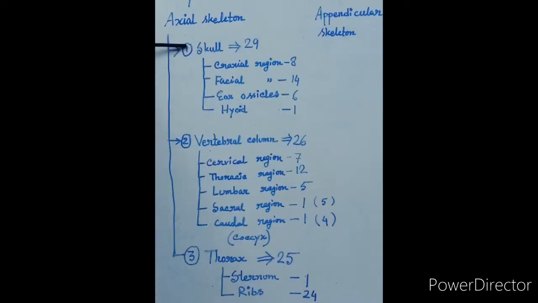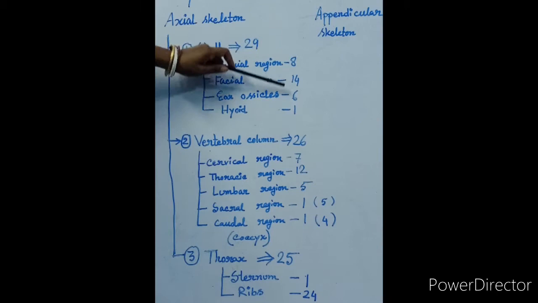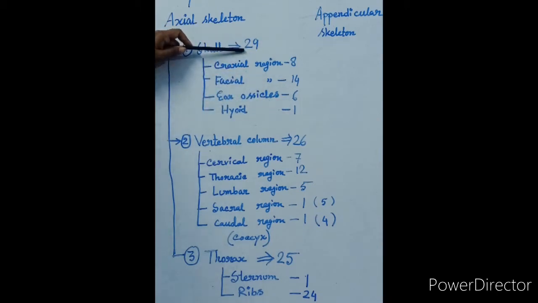Now about the skull. The skull consists of 29 bones in total, and these bones are the hardest bones in the human body. Now what are the bones under the skull? The cranial region has 8 bones. Facial region, 14 bones. Ear ossicles, the small bones present inside the ear, 6 bones, 3 in each, and hyoid, 1. So a total of 29 bones are there in the skull.